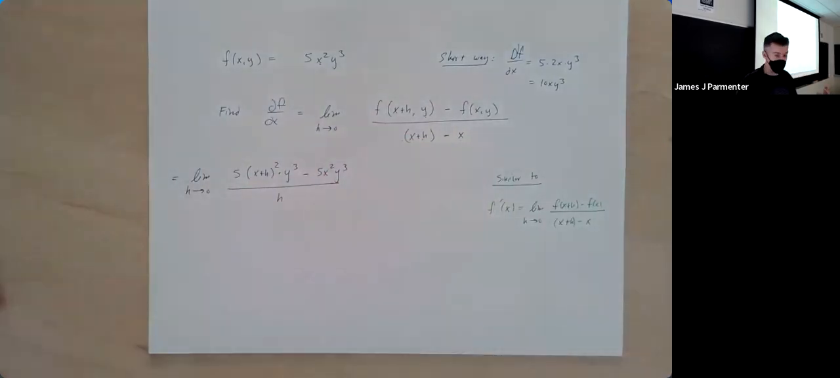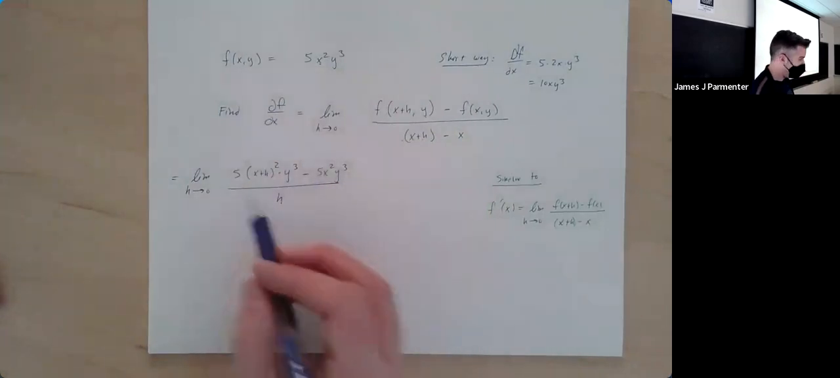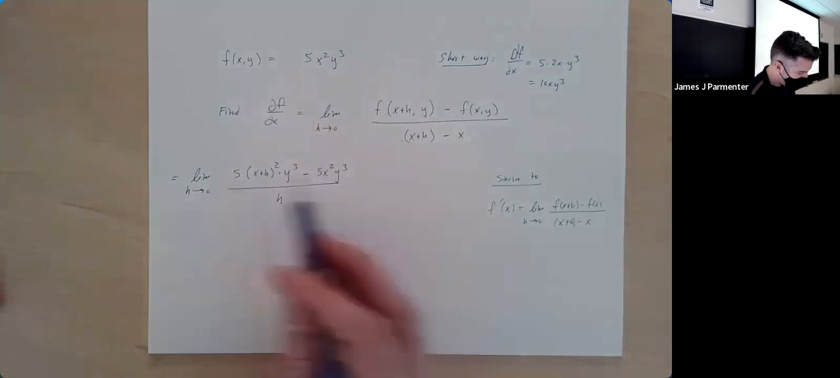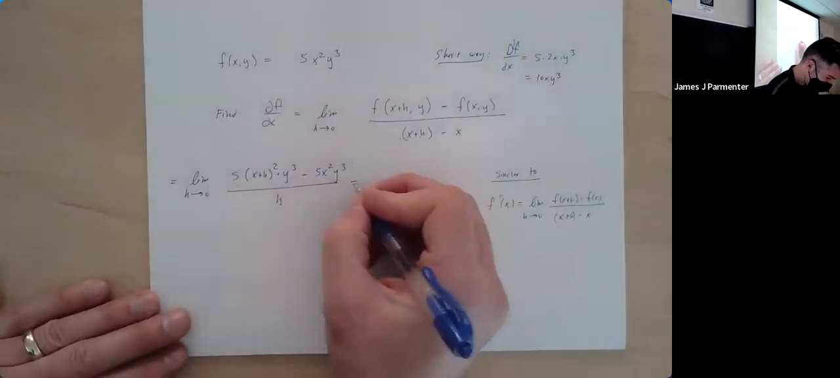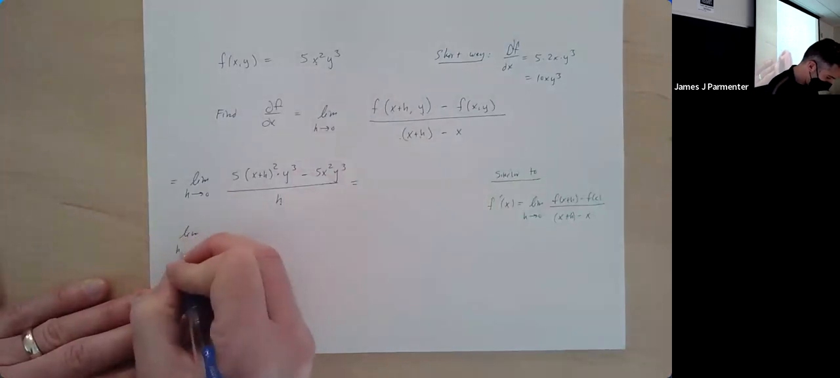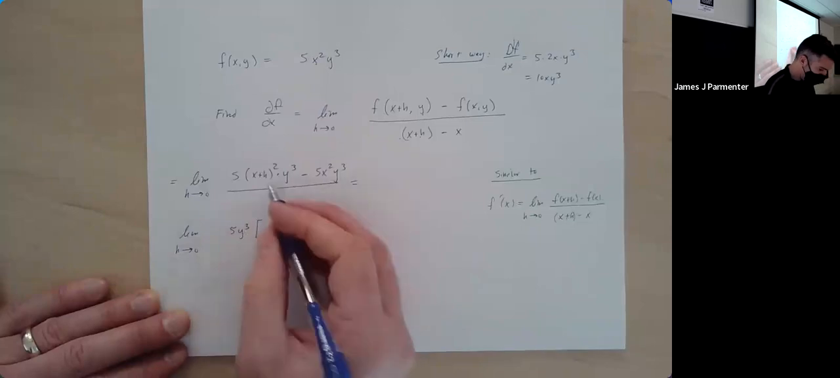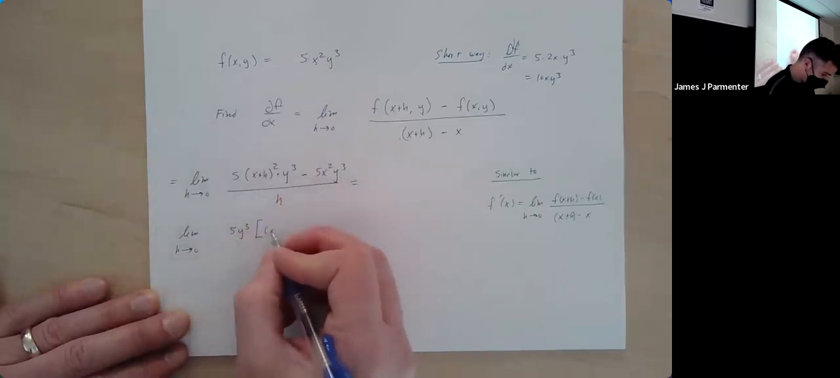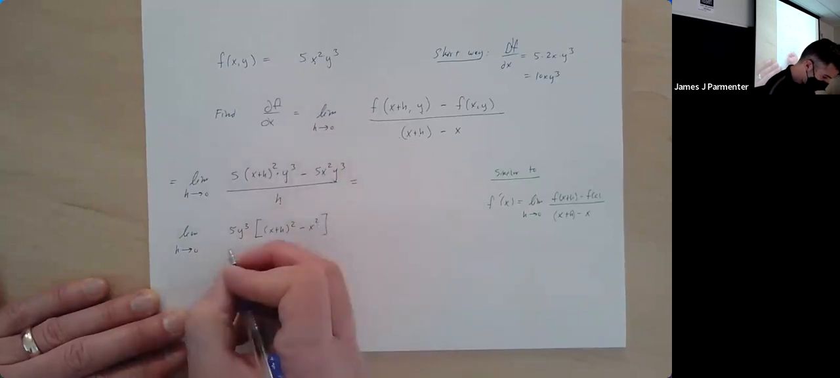And just like before, the goal is to make that h cancel out the bottom, which means first we have to be able to factor out an h from the top. So right away, I'm going to factor out a 5y cubed from both of these. I'm going to get the limit as h goes to 0. I factor out a 5y cubed. I'm left with an x plus h squared minus an x squared all over h.